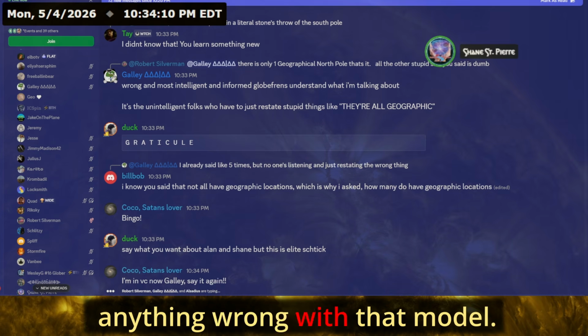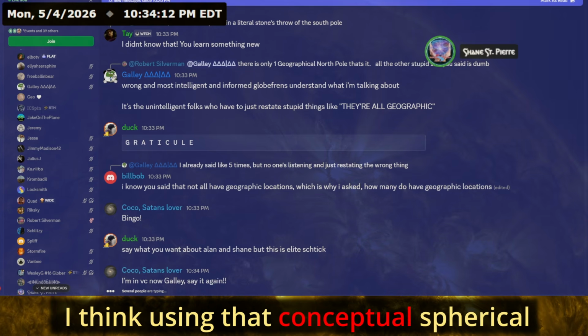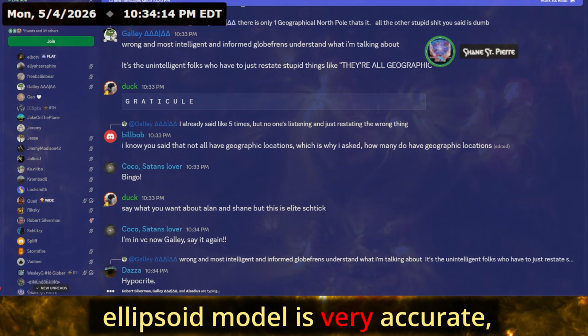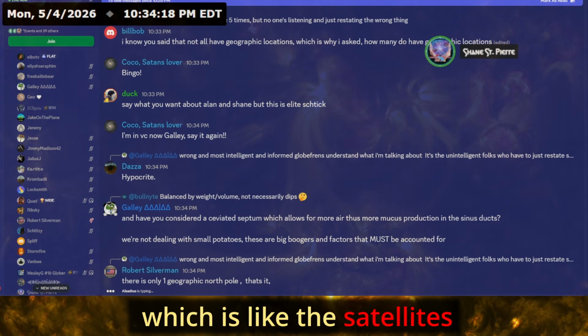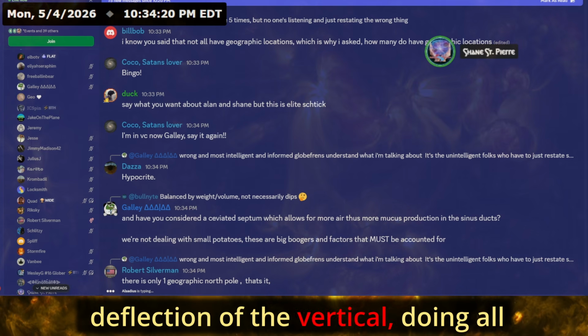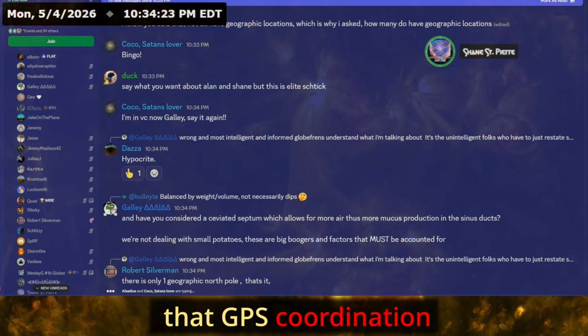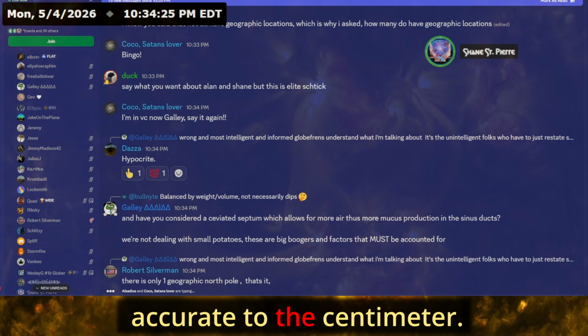I don't think there's anything wrong with that model. I think using that conceptual spherical ellipsoid model is very accurate, confirmed by astrogeodesy, which is like the satellites measuring deflection of the vertical, doing all that GPS coordination to make sure everything is accurate to the centimeter.